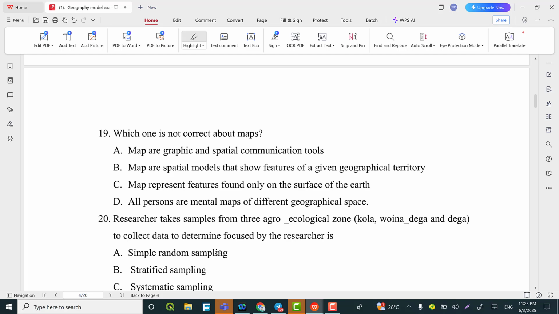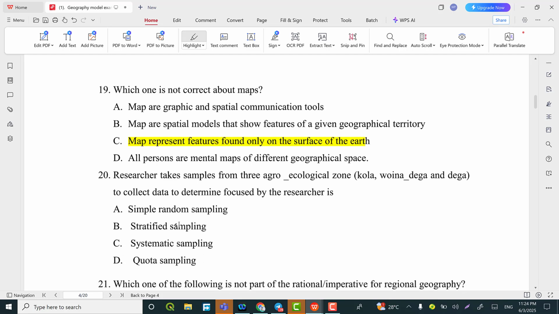C. Maps represent features found only on the surface of the Earth. D. All persons have mental maps of different geographic space. So the answer is C. Maps represent features found only on the surface of the Earth. Currently, there are different maps. For instance, there is the lithological map, which is related to the lithological structure of rocks. So it is not only the above part of the Earth's surface.